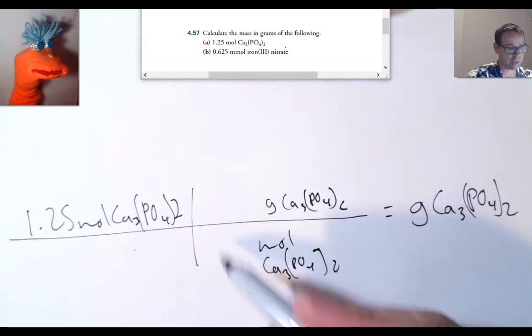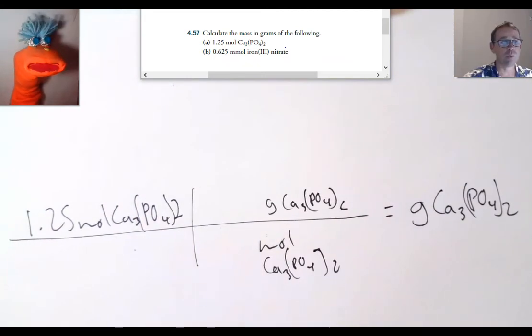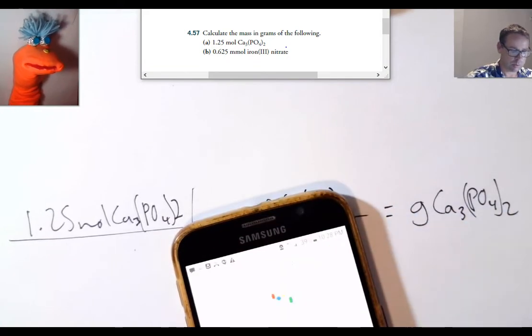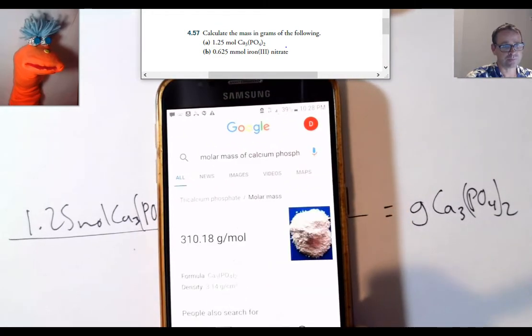So what are my values? What are my conversion factors there? You want to convert, you need the molar mass. That's right. I need the molar mass of calcium phosphate. The molar mass of tricalcium phosphate is 310.18 grams per mole.